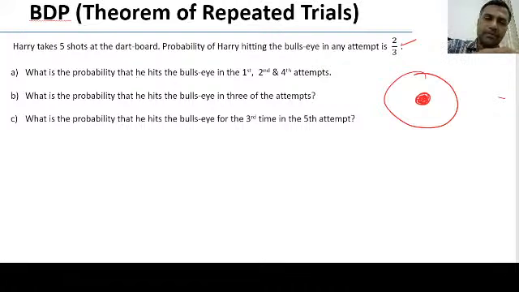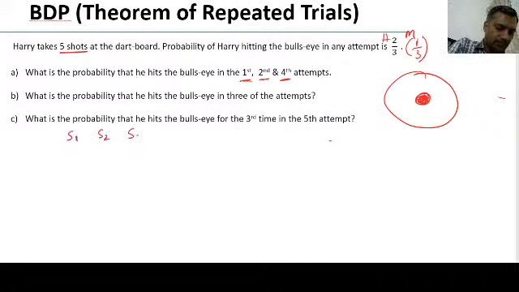So what is the probability of Harry missing the bullseye? Missing the bullseye is 1 by 3. This is a hit, therefore this is a miss. If the hit is 2 by 3, then missing the bullseye is 1 by 3. Okay, question: what is the probability that he hits the bullseye in the first, second and fourth? Understand this very clearly. How many shots is he taking? 5 shots: first shot, second shot, third shot, fourth shot and fifth shot.